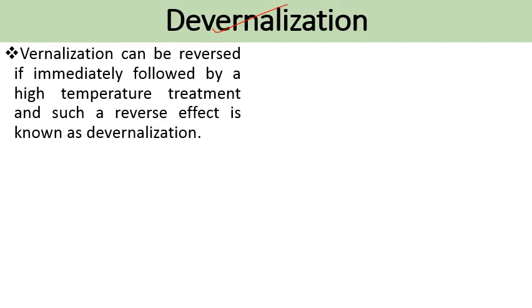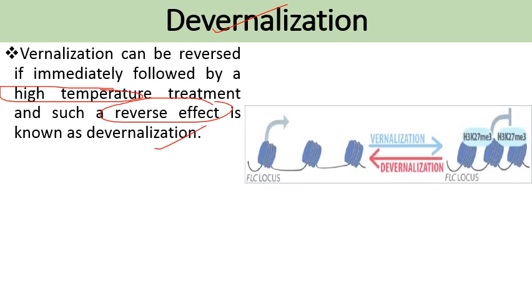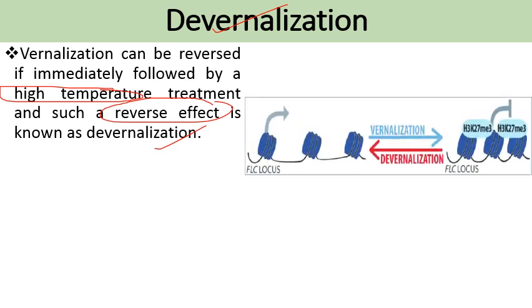The next comes devernalization. Vernalization can be reversed if immediately followed by a high temperature treatment, and such a reverse effect is known as devernalization. जब हम प्लांट्स को एक्सपोज करते हैं लो टेम्परेचर में, then that is immediately followed by high temperature, approximately 40 degrees Celsius or above, then the plant shows a reverse effect of vernalization. That reversion of vernalization is known as devernalization.